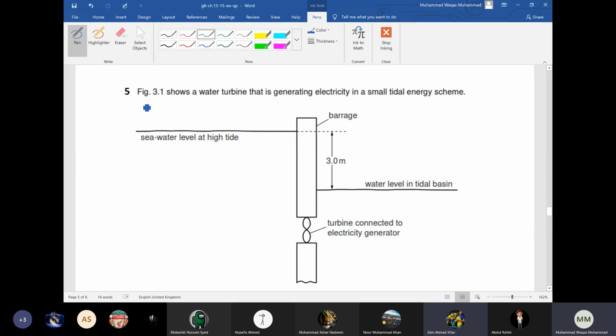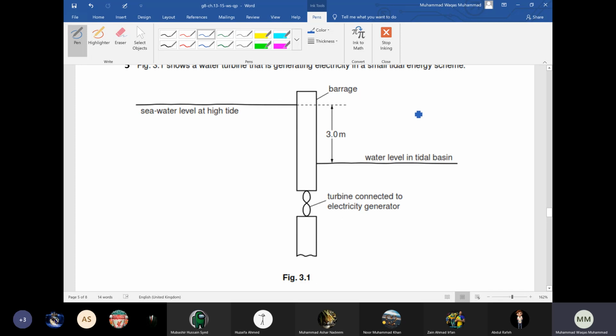Now, next is figure 3.1, which shows a water turbine that is generating electricity in a small tidal energy scheme. You remember tidal, so this is the sea here, and this is the reservoir here, or you can say the tidal basin. Now, what happens when the tides are high? The water level rises here and it moves. As it moves, it turns the turbine, which drives the generator, and electricity is generated. Clear? Water moves this way, right?